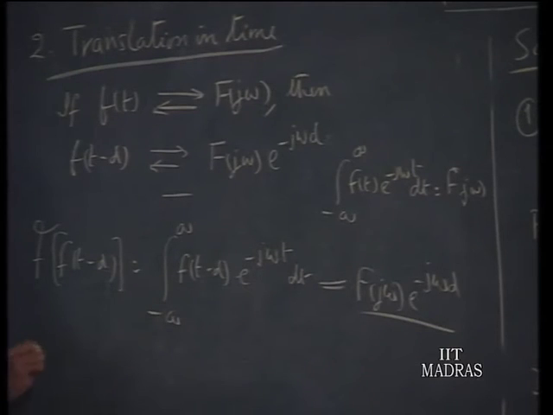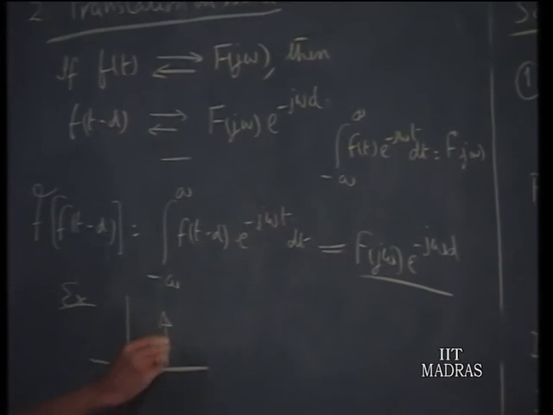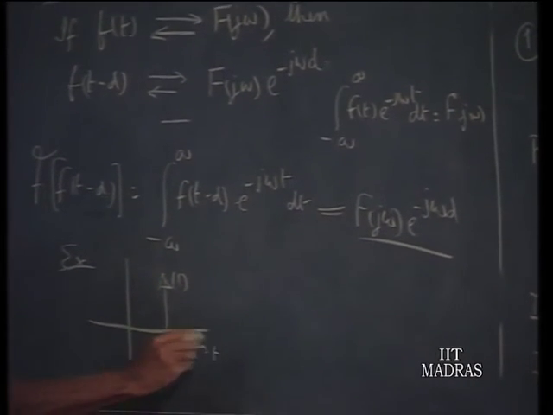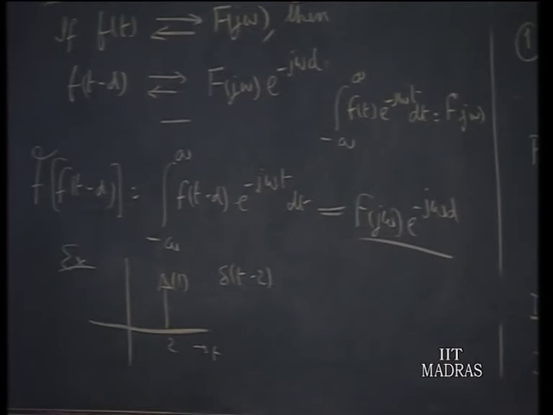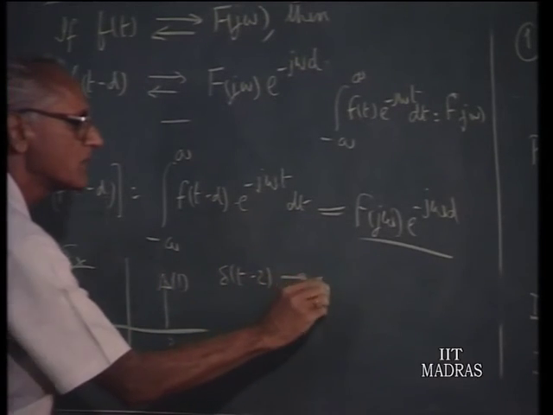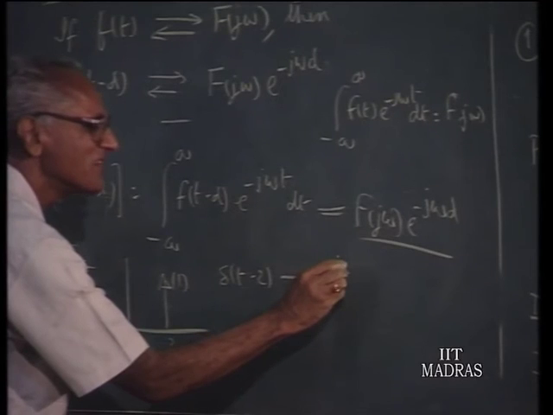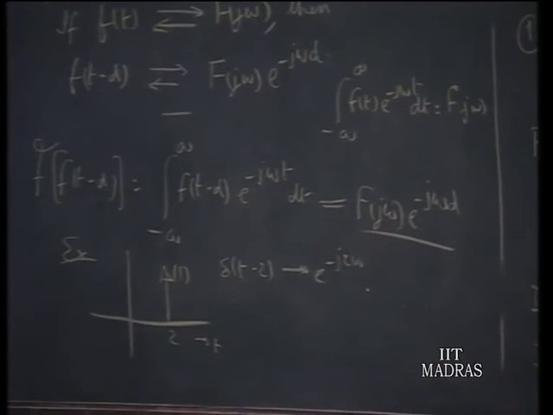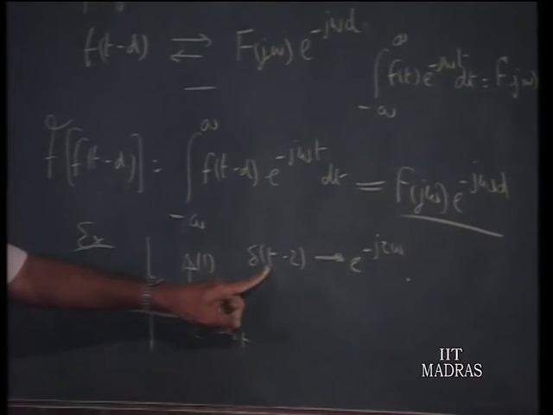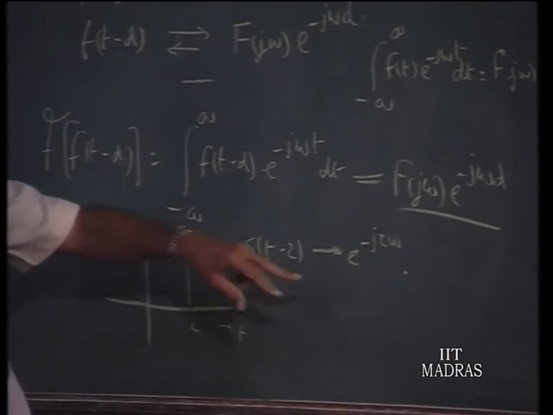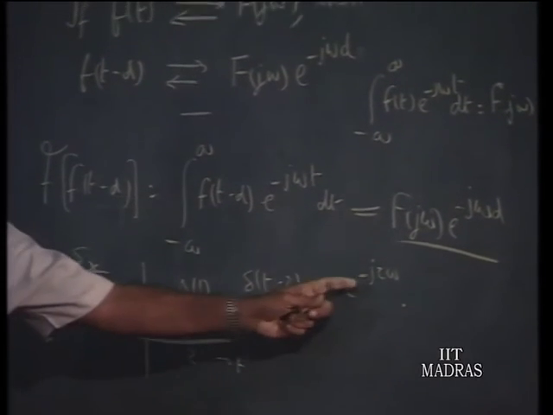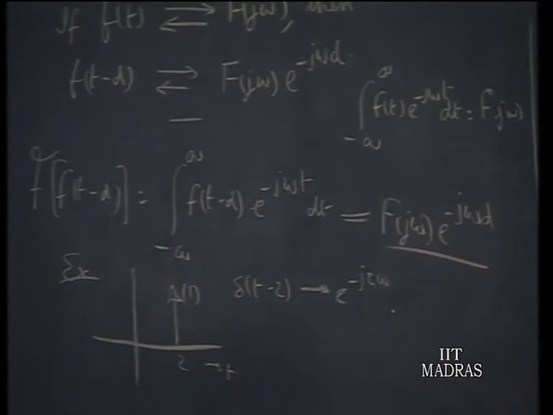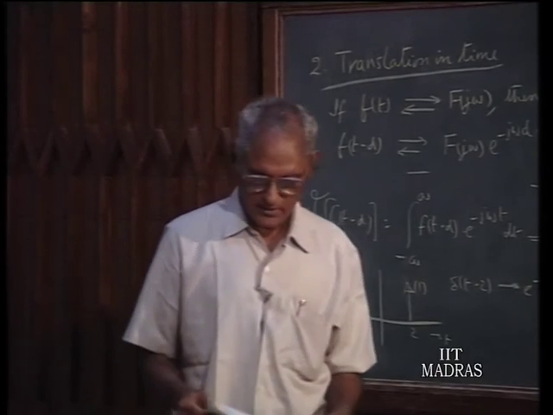As an example, a simple example I will work out. Suppose I have a delta function of unit magnitude sitting at time t equals 2. That means this is δ(t − 2). And we know the Fourier transform of δ(t) is 1. The Fourier transform of this is e^(−j2ω). That's all, because you are multiplying the Fourier transform of δ(t), which is 1, by e^(−jωd). The delay is 2 seconds, therefore e^(−j2ω). We'll work out some more examples in the next lecture.